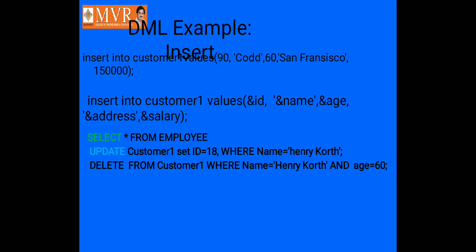Next command is update customer 1 set ID equals to 18 where the name is equal to Henry Court. Delete from customer 1 where name equals to Henry Court and age 60. Here, delete from customer 1 where Henry Court and age both match, and that row will be deleted from the table.